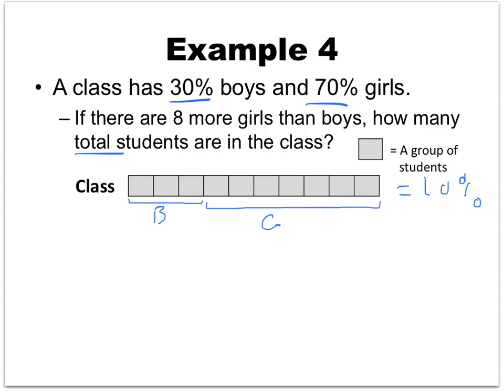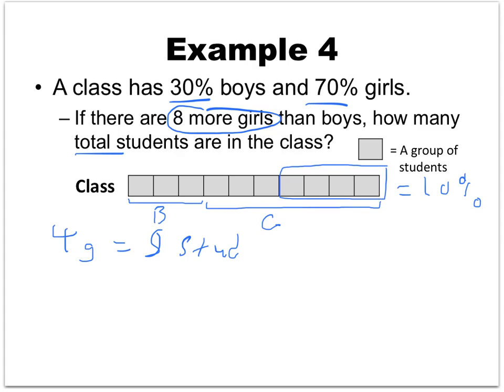Now notice that the girls have 4 more groups than do the boys. So let's circle those 4 groups there. So those 4 groups there represent those 8 more girls than boys. And so we have that 4 groups equals 8 students. Specifically, they equal 8 girls, but 8 students. And so if we divide everything by 4, we get that 1 group is equal to 2 students.